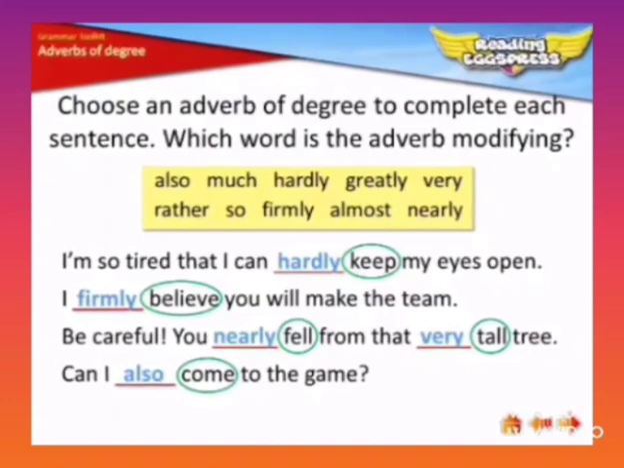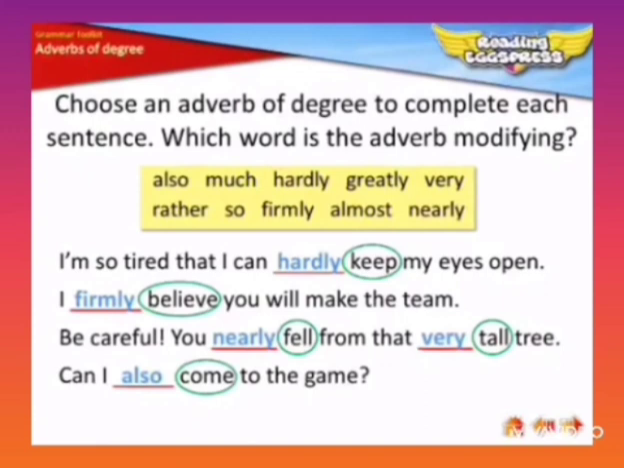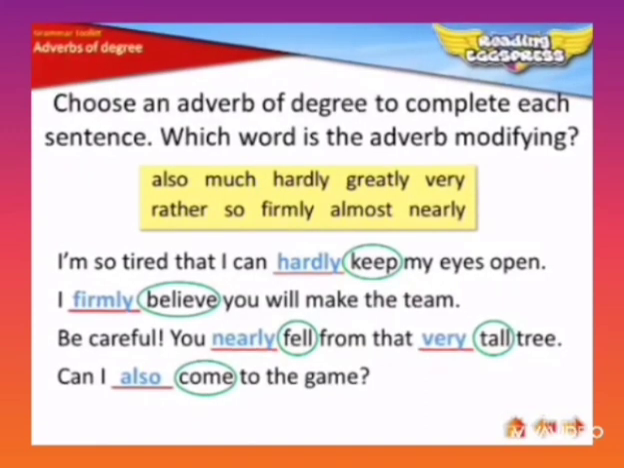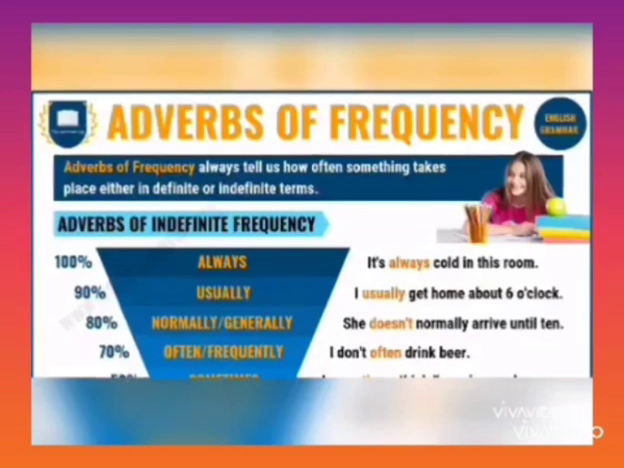I firmly believe you will make the team. Be careful, you nearly fell from that very tall tree. Can I also come to the game? Yes, the words which are circled, keep and believe and fell, these are verbs, and the underlined words are adverbs.